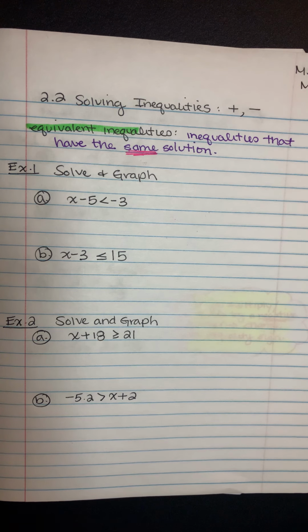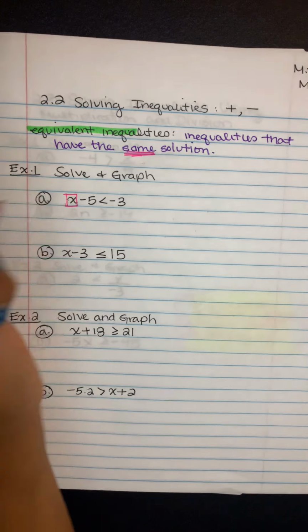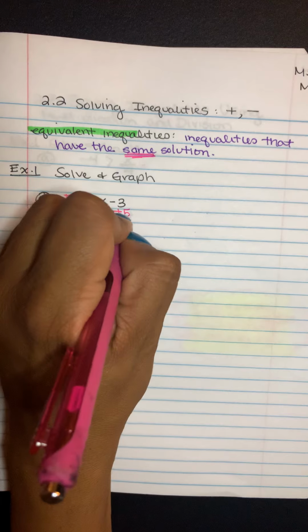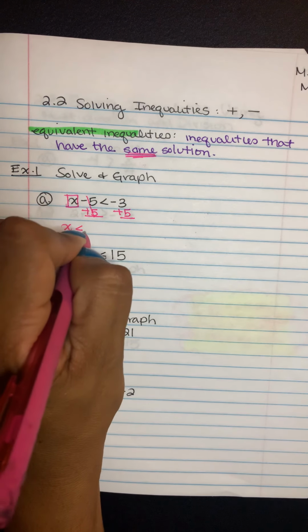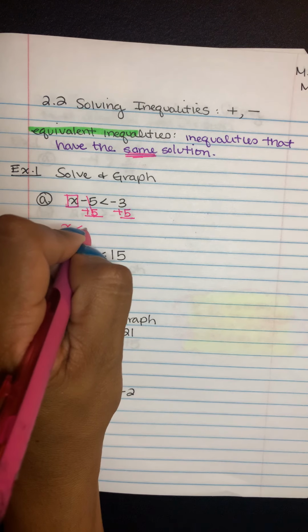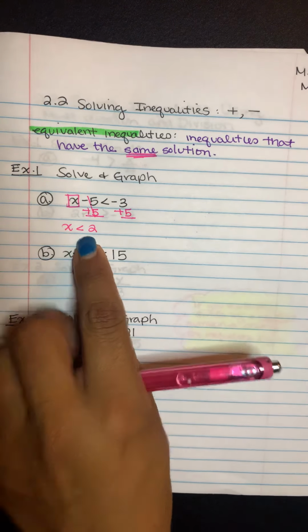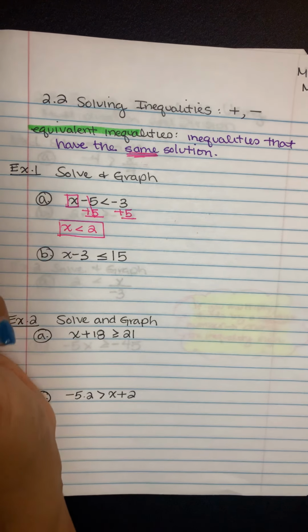All right, example 1 is going to ask you to solve and graph. So just like what we did in 1.1 and 1.2, we isolate the variable, get rid of this -5, so we're going to have to add 5 to both sides, and we end up with x is less than, we have a -3 and +5, which gives me +2. Okay, so our solution is x is less than 2.